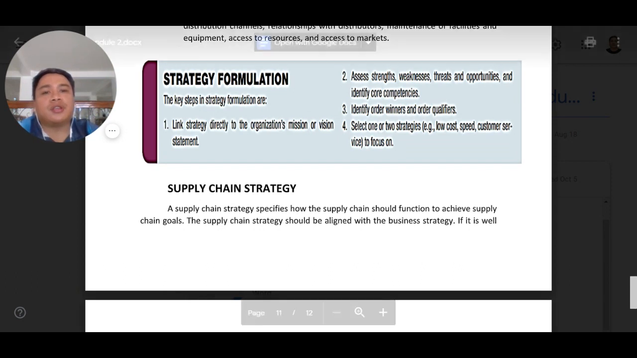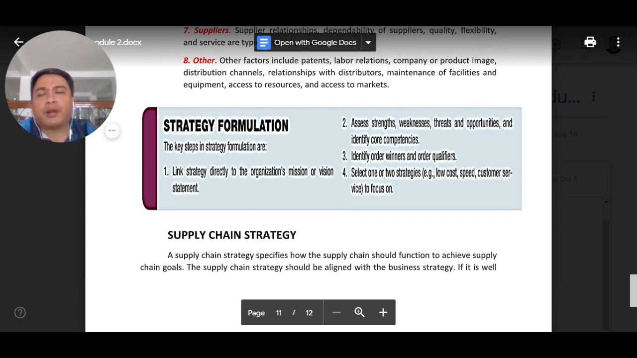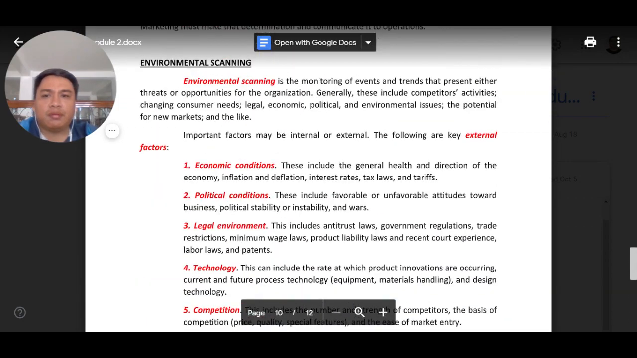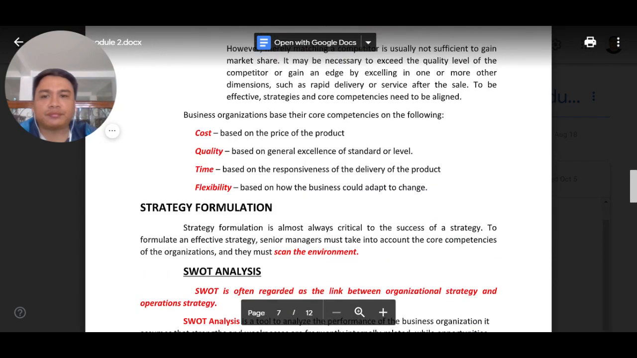Then assess your strengths, weaknesses, threats, and opportunities, and identify your core competencies. What are your core competencies? Maybe quality and time, or quality and flexibility. So you base it on what we call your core competencies, on these four.